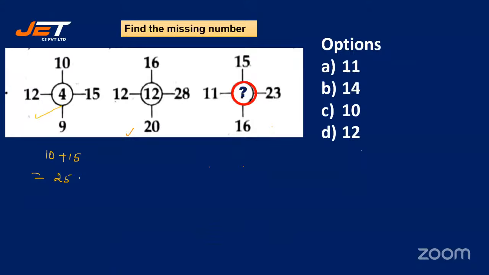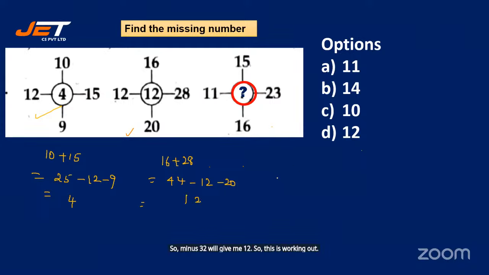So now I need 4, isn't it? So 25 minus 12 minus 9. So 21. So 25 minus 21 is 4. Similarly, let me try the second option also. 16 plus 28, 44 minus 12 minus 20. So minus 32 will give me 12. So this is working out.